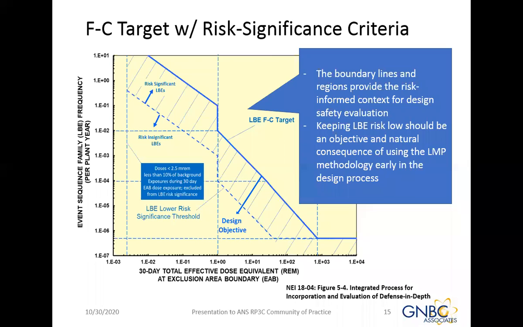This slide shows the basic construct of the FC target. The boundary lines and regions provide the risk-informed context for an LMP safety evaluation. Keeping LBE risks low should be an objective of any design because you're also improving, in all likelihood, plant availability and output and other owner objectives for the economic success of the project. It's a natural consequence of also using the LMP methodology early in design. It gives you more flexibility to change the design when the impact on the design is less significant.